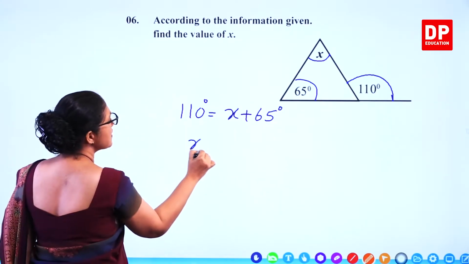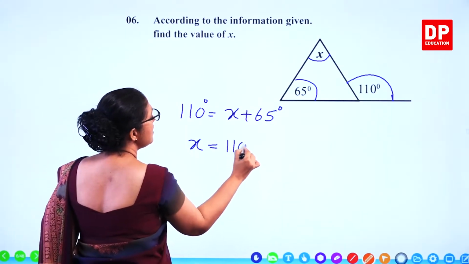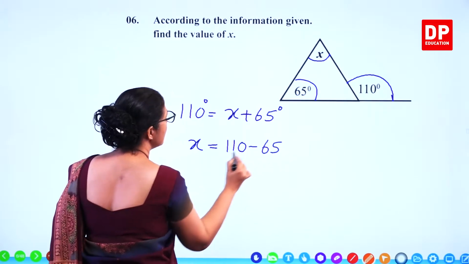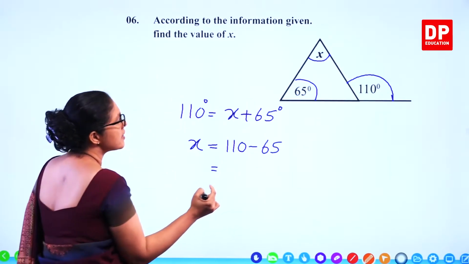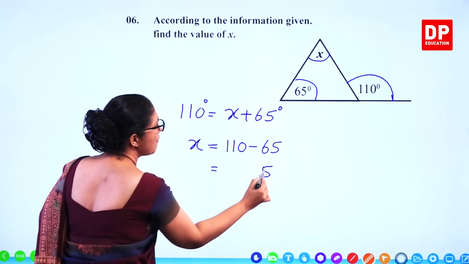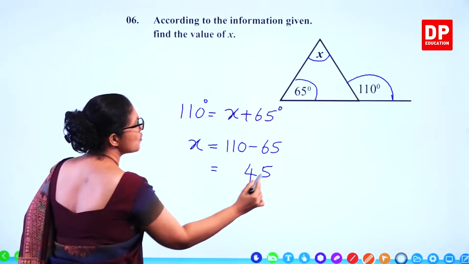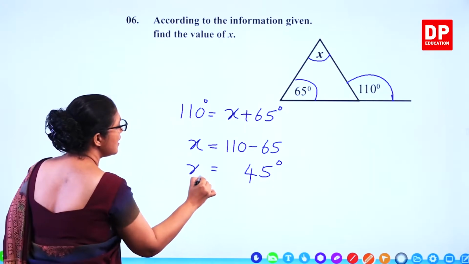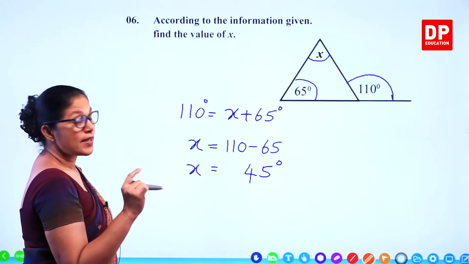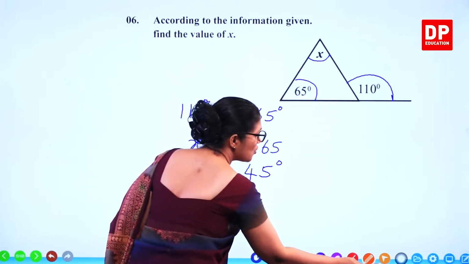So what is x? 110 minus 65. So you get 5, 5 and 5, 10, and here 7 plus 4, 11. So 45 is the x value. So x is 45. You get 2 marks.